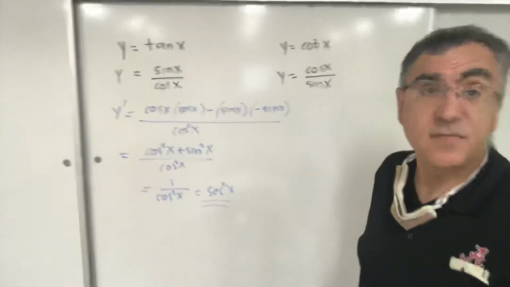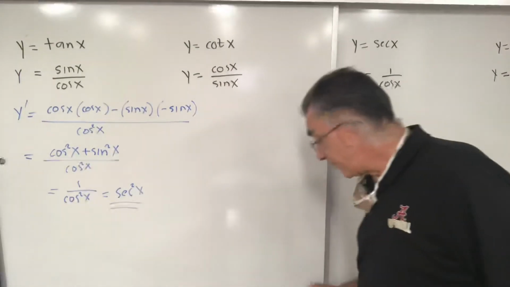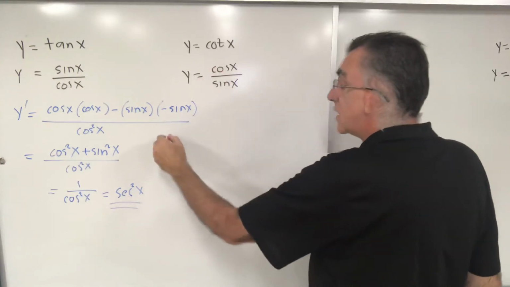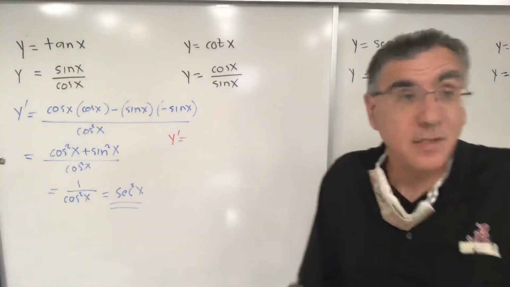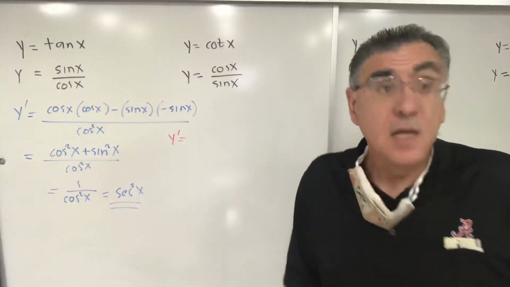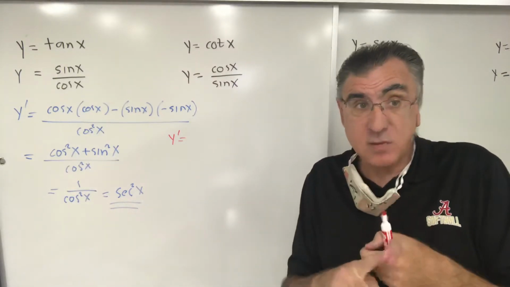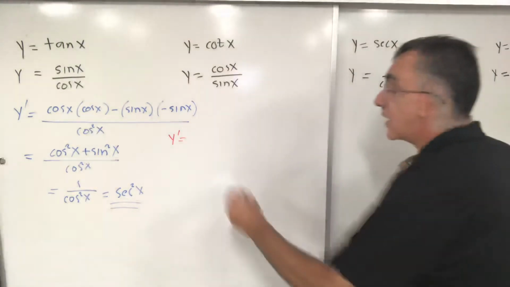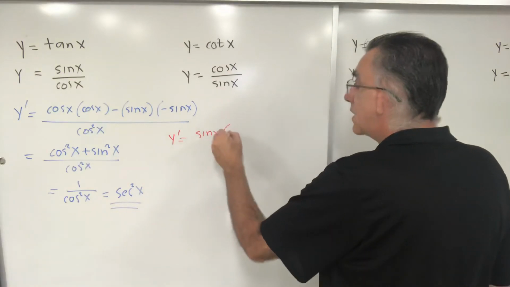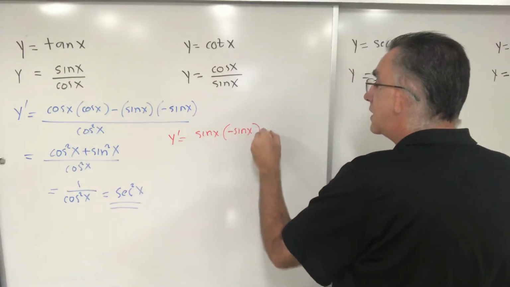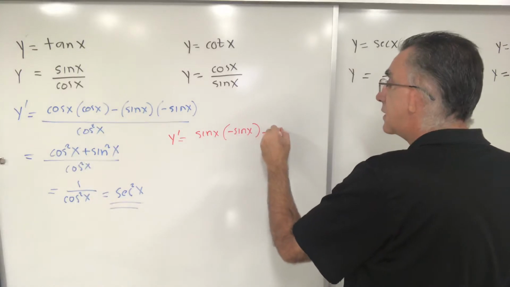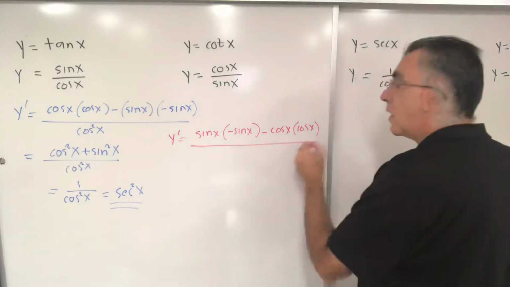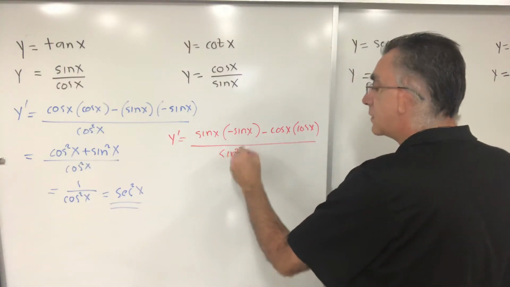And the rest of the proofs are very similar to this one. Cotangent is cosine over sine. So what am I doing? I'm doing four quotient rules, right? But I do need to know the derivative of sine is cosine, and the derivative of cosine is negative sine, right? So here, bottom times the derivative of the top minus the top times the derivative of the bottom, all over the bottom squared.